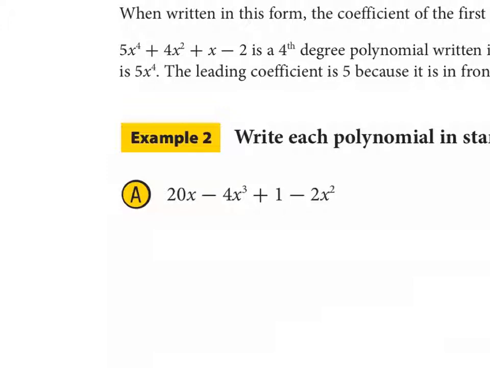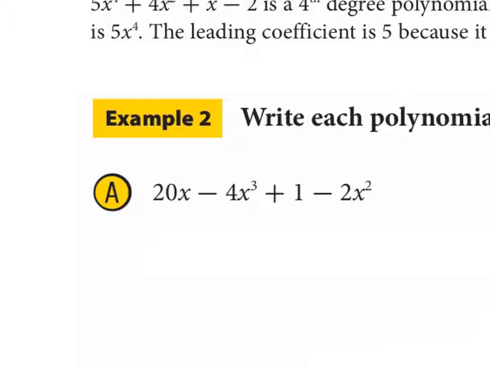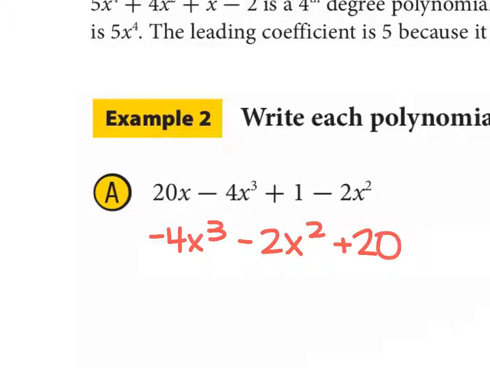Okay, so if we look at example A, we have 20x minus 4x cubed plus 1 minus 2x squared. So we want to have the term that has the highest exponent come first. So that's the negative 4x cubed. Then it's going to be the one that has the 2, so that's negative 2x squared. Then the 20x, so plus 20x, and then the plus 1. So we want our variables to go in order from greatest to least based off of their degree. From here, it asks what the leading coefficient is. Your leading coefficient here is that negative 4. So negative 4 is your leading coefficient.